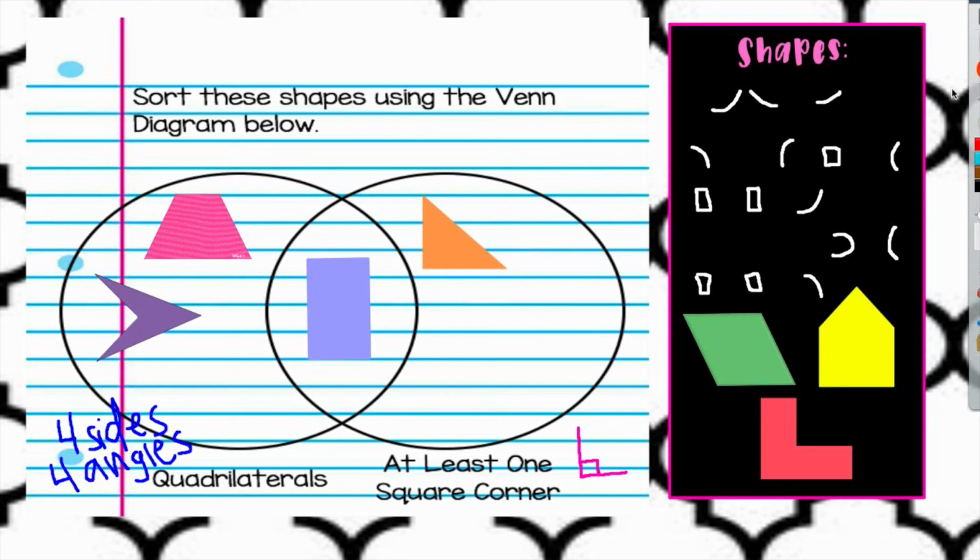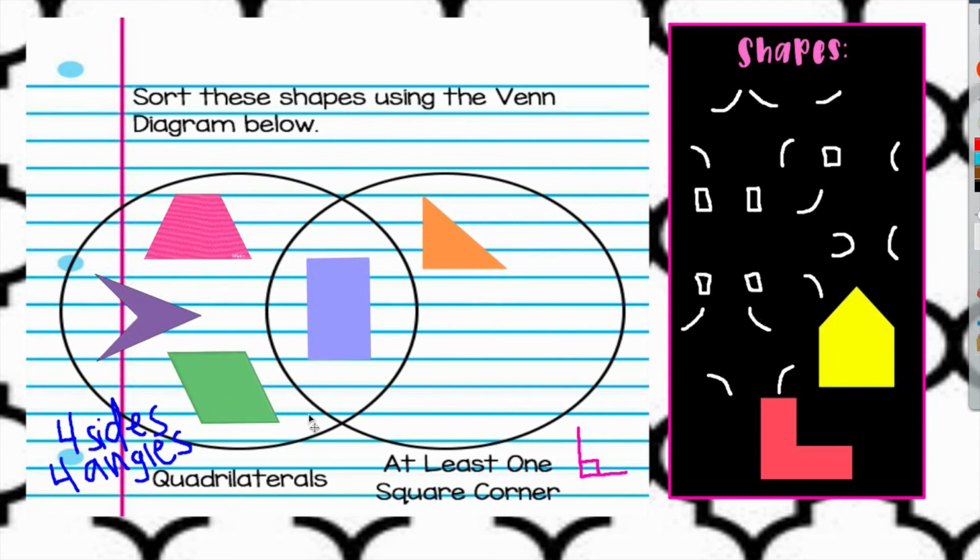Awesome job, guys. We have 3 more shapes left to sort. Our next shape is a rhombus. Let's see how many sides and angles a rhombus has. 1, 2, 3, 4 sides, and 1, 2, 3, 4 angles. Let's see if I can find a square corner for my rhombus. Because my rhombus does not have a square corner, I'm going to have to put this shape over in the quadrilateral side of my Venn diagram. Let's move that now.